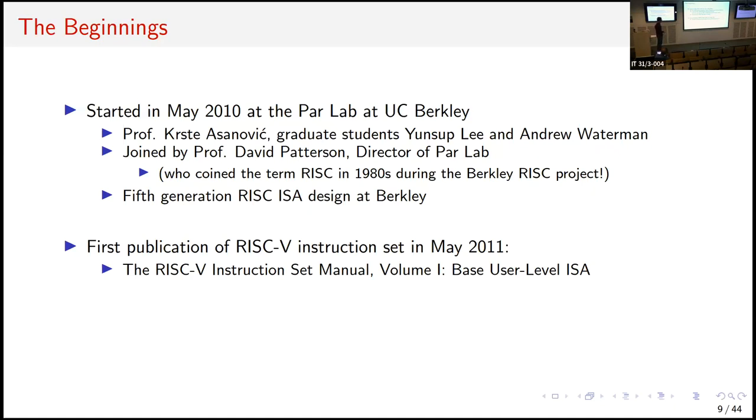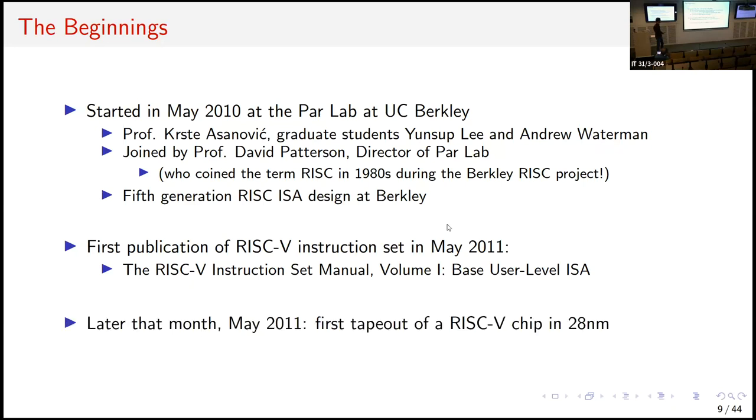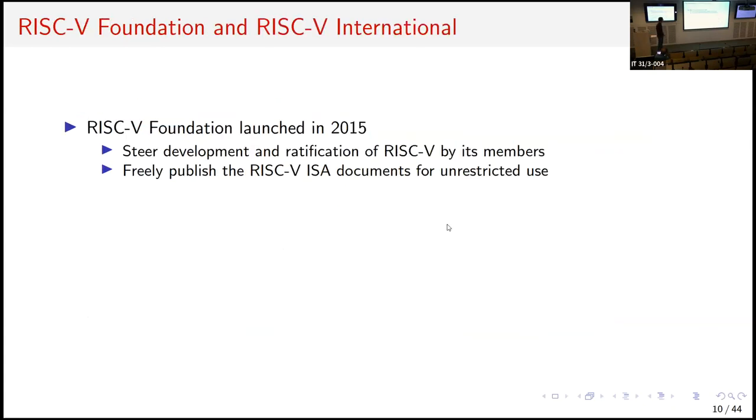The first publication of the instruction set was in May 2011, with this official title here. Also later that month was the first tape out of a real RISC-V chip in 28 nanometers. That was the first time that an actual hardware chip with the RISC-V ISA existed, also already in May 2011. At some point, it was recognized that this is useful, and useful beyond only research.